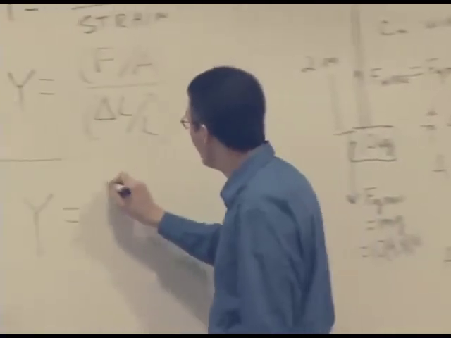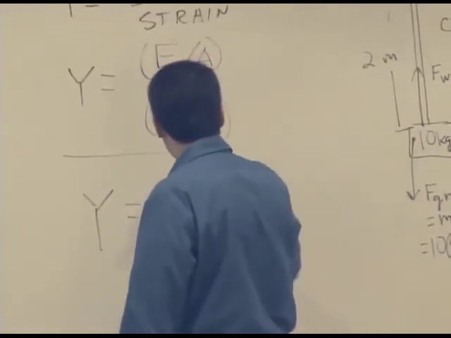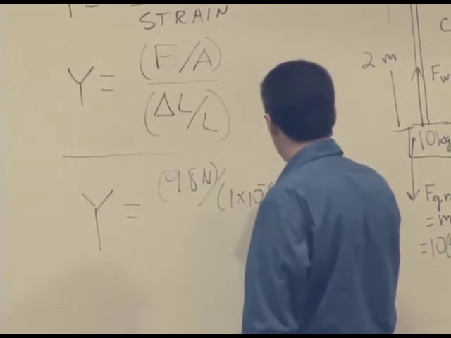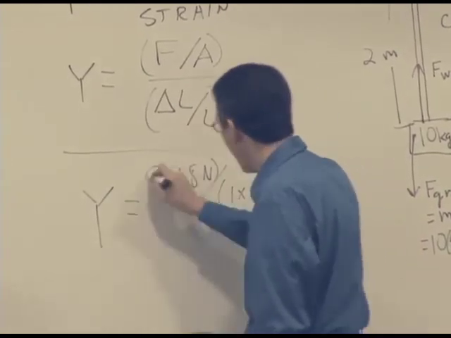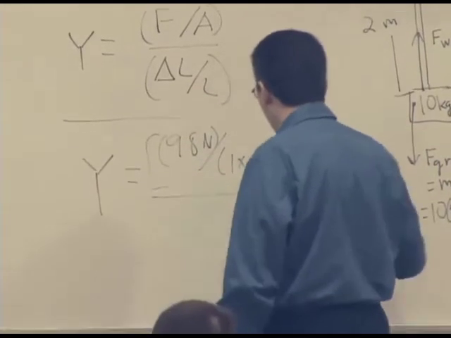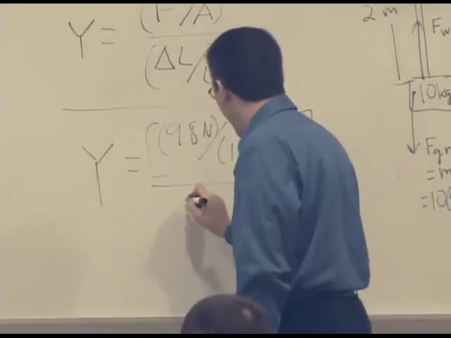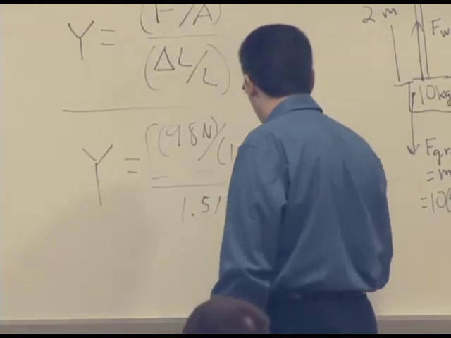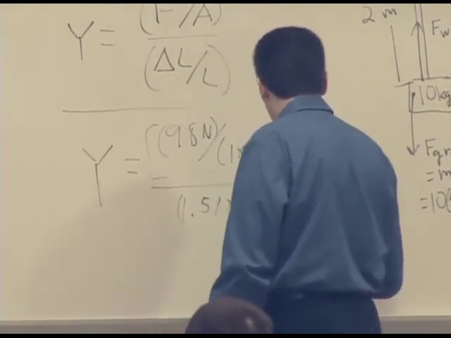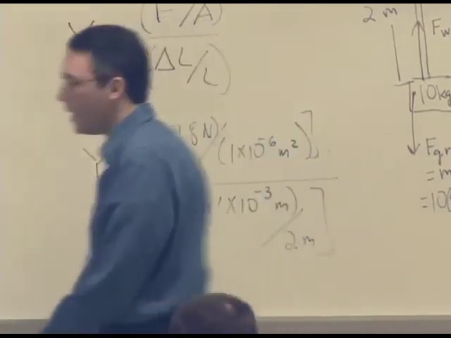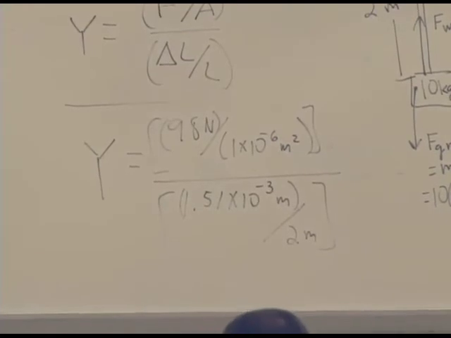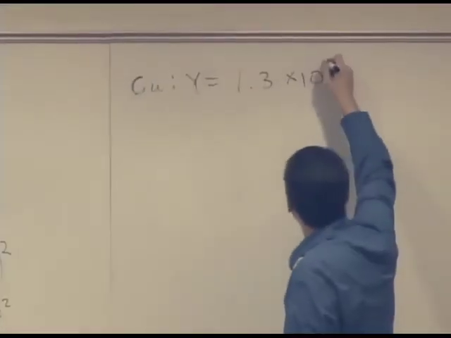So we have 98 newtons divided by the area, which is 1 times 10 to the minus 6 meters squared. That quantity, all divided by delta L, which is 1.51 times 10 to the minus 3 meters, divided by 2 meters. So plug that in, and you get Young's modulus for copper. Okay, 1.3 is close enough, times 10 to the 11th.